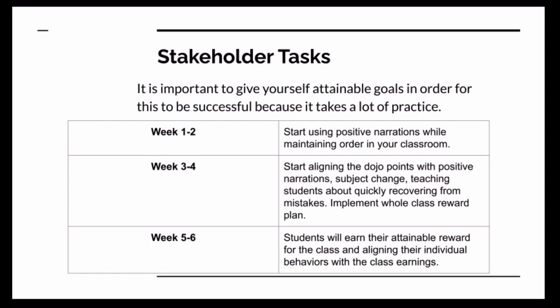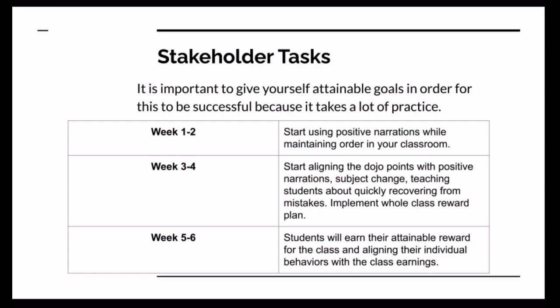Weeks 3 and 4, you start aligning your Dojo points with the positive narrations. So when a student is on task, they're working hard, you can give them that compliment and then give them a positive Dojo point for being on task, making sure that they know what that means and what hard work looks like. When the subject changes, if they worked really hard, even if they didn't finish all of their work, it doesn't mean that they didn't meet the expectation, because they were doing it at their speed, and it might take them a little longer to think.